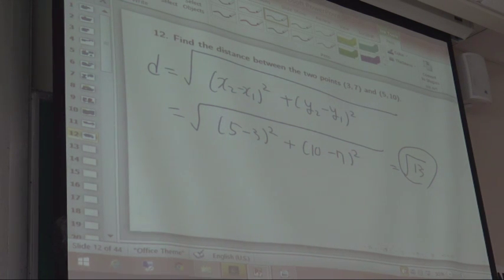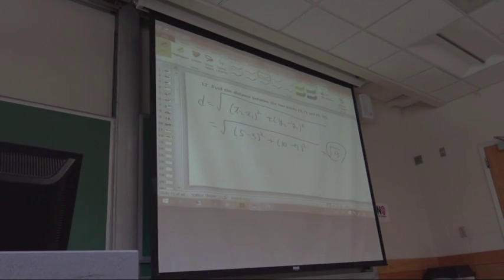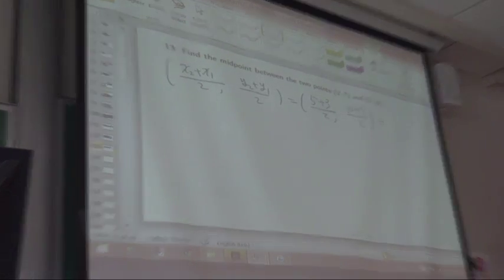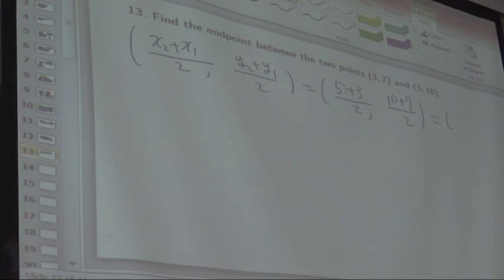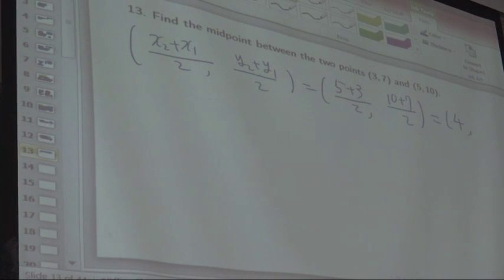You can go back to number 9. Number 9. 2, which is 8 over 2, 4, and 17 over 2. Test 2 review continued. That is a midpoint.